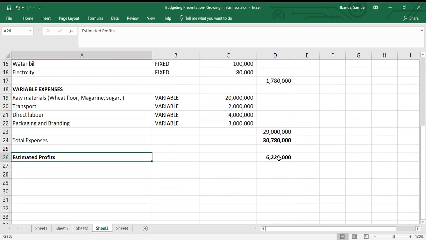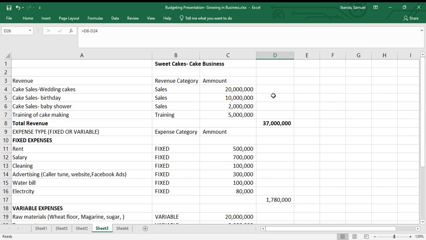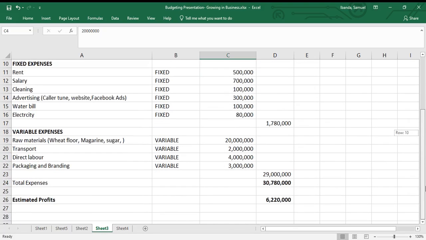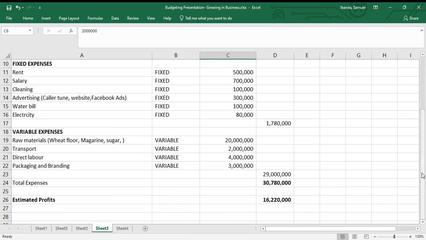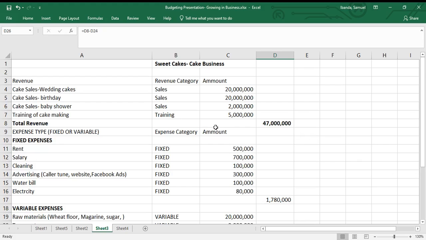Now, in case you're not really happy about this figure, yours is now to come and increase some of your revenues, or you reduce some of your expenses. For example, I may say that I want to at least get a profit of, let's say, 10 million. Okay. So I'll say that for my wedding cakes or my birthday cakes, I need to push and double this figure. So I'll come and, let's say, increase this by 20. So this will be like 47 million. Okay. So I'll be able to get, let's say, 16 million. So you can see that this is helping drive me.